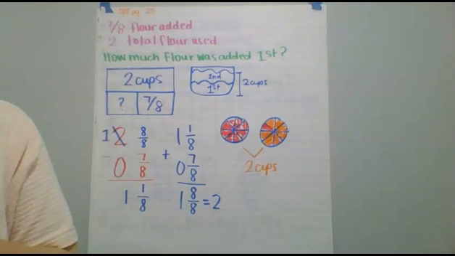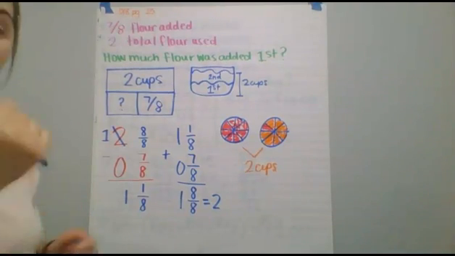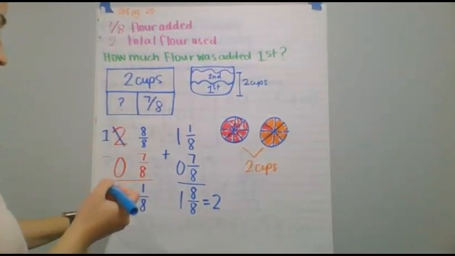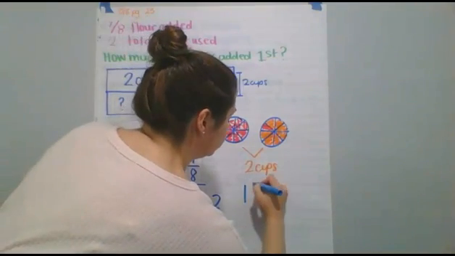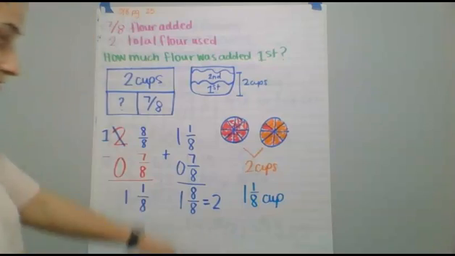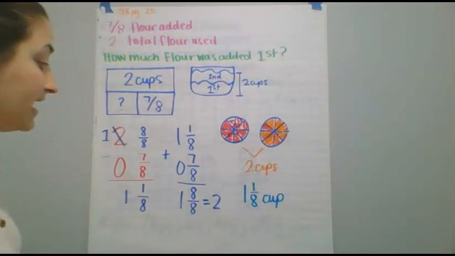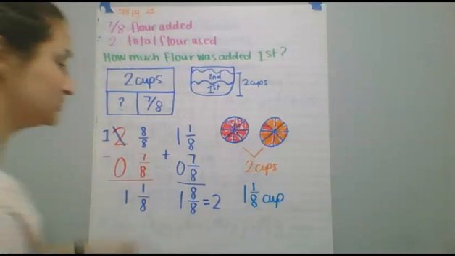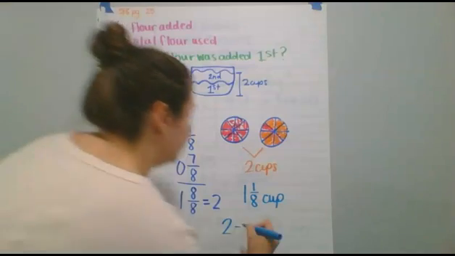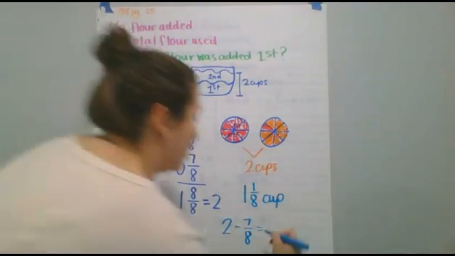So for my answer, the amount of flour that was in the bowl to begin with is 1 1/8 cup, because our unit is cups. And what I did to solve this problem was I took 2 and I subtracted 7/8, which gave me 1 1/8.